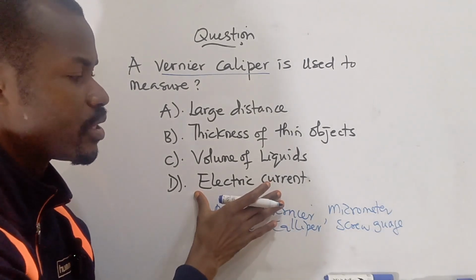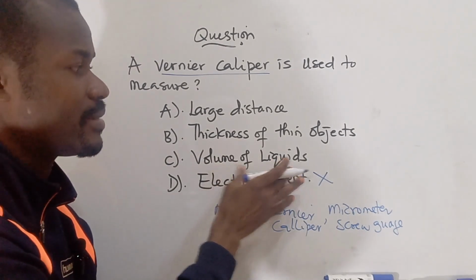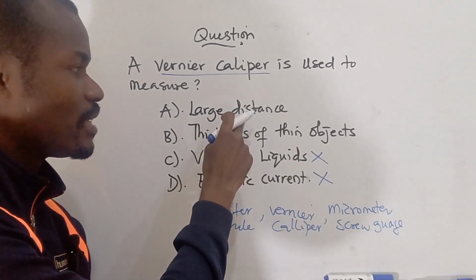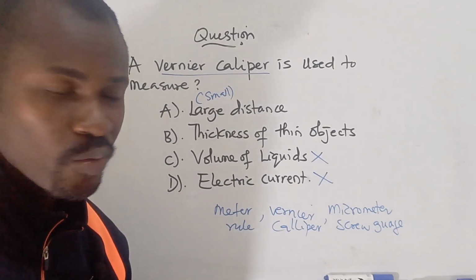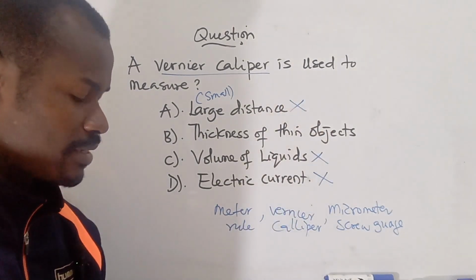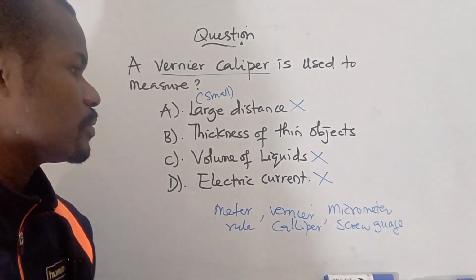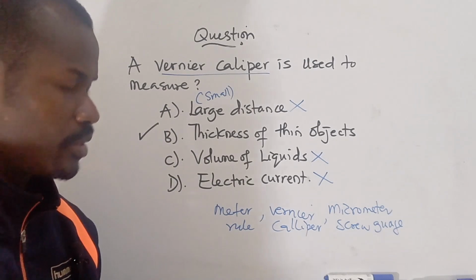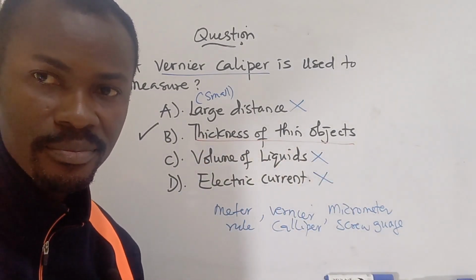So a vernier caliper is used to measure, we can't say it's electric current, no. Not the volume of liquids. We're talking about distances. Large distances, no. Vernier caliper measures small distances, very precise and accurate. But one other function of the vernier caliper is that it measures the thickness of thin objects. So this gives us the correct answer to this problem.